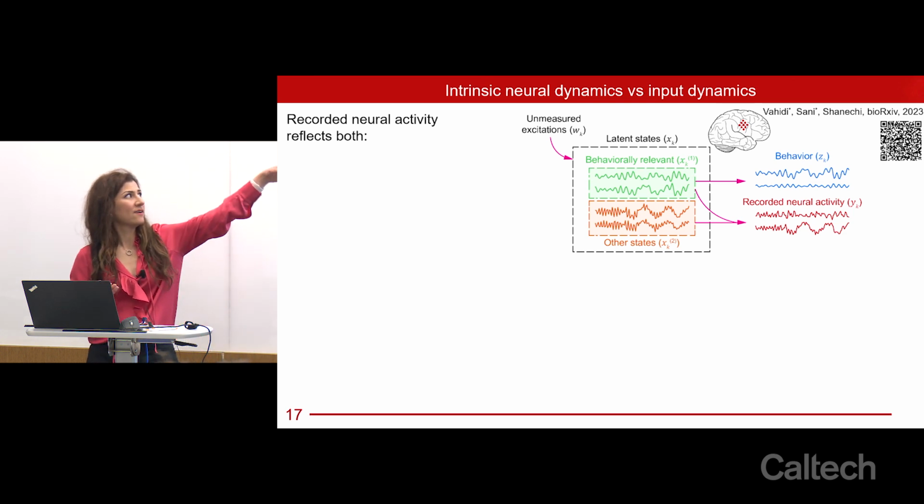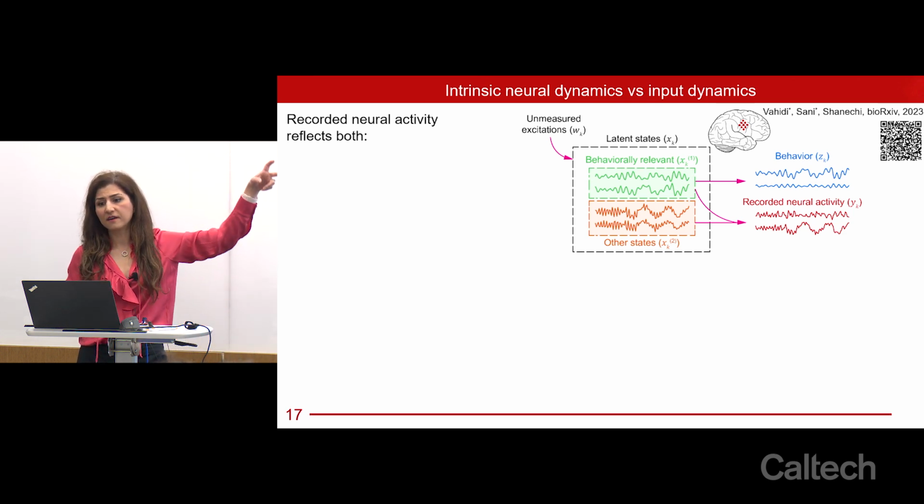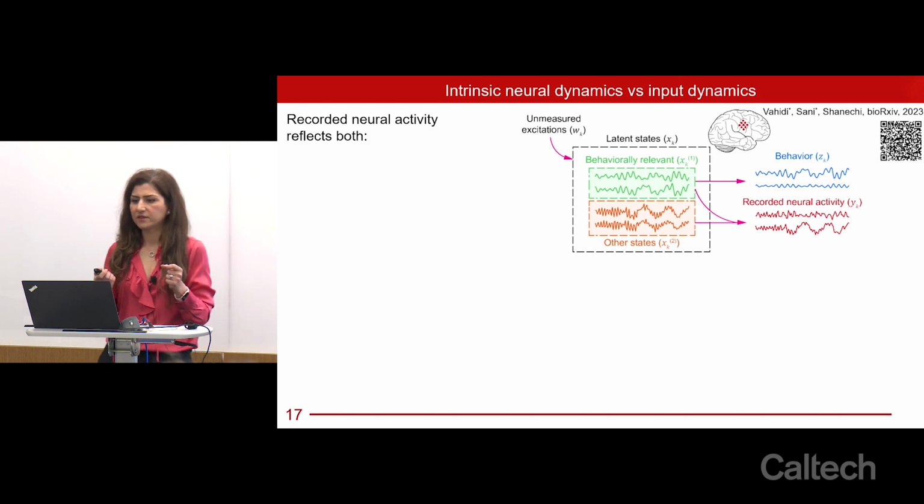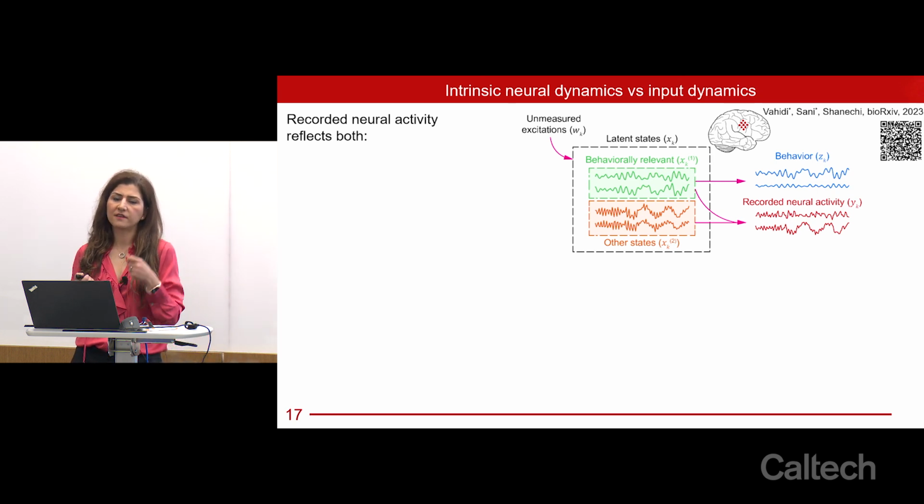So remember, we have a set of behaviorally relevant states. We have a set of other states. They give rise to behavior and to neural activity. So now the question is how the dynamics of these states are generated.